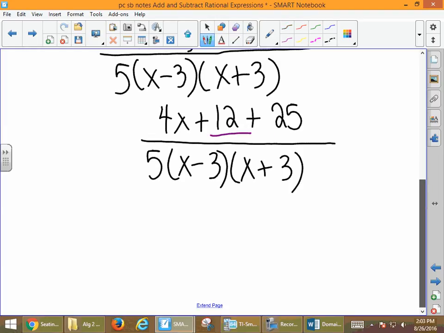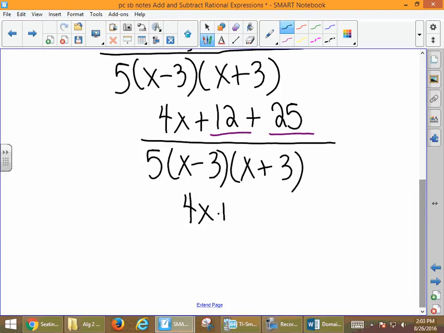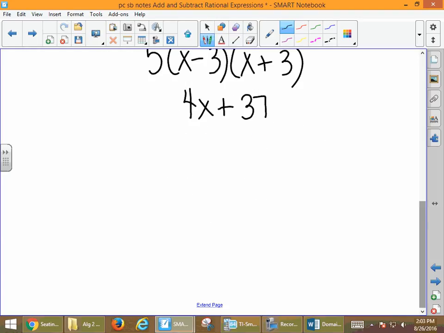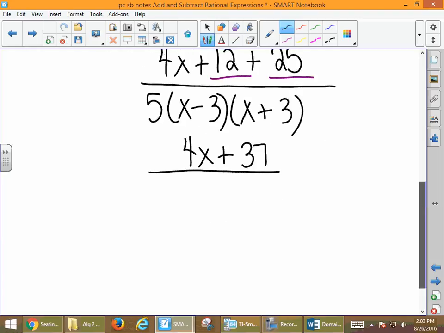But what we have here is a like term up here in the numerator. We've got the 12 and the 25. So when we finish this problem, 25 plus 12 is 37. And then down here we have 5 times x minus 3 times x plus 3. We have added the fraction together.